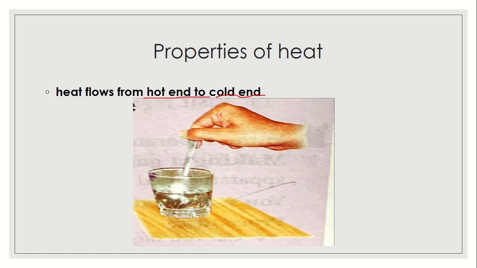In this example, there is a glass tumbler with hot water in it, and a metal spoon is put in it, and a person is holding it. We can say that this is the hot end and this is the cold end, obviously. According to the property, the heat will transfer from the hot water to the spoon, and that's what happens in this case.